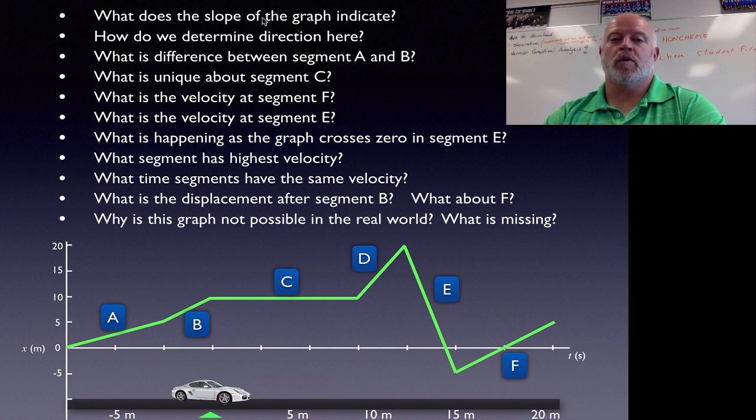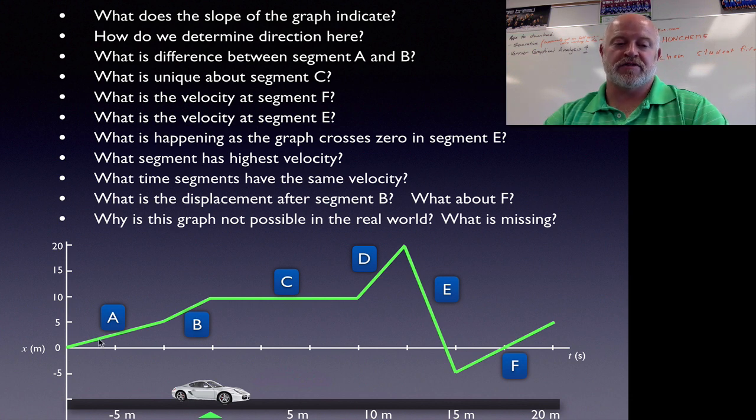So first of all, what does the slope of the graph indicate? All right, so we have a slope. What does the slope tell us? Well, the slope tells us our rise over our run. Rise over run is meters per second. Meters per second is a velocity. All right, so the slope tells us our velocity.